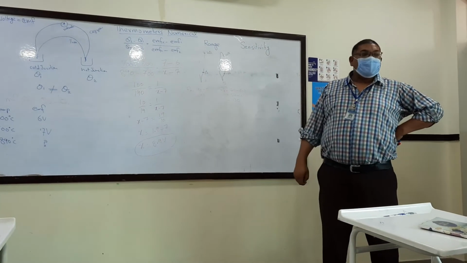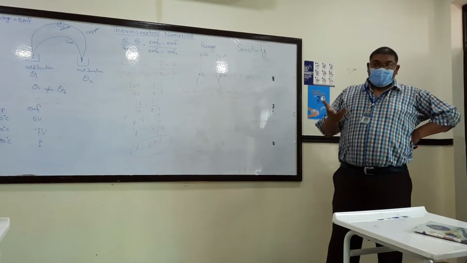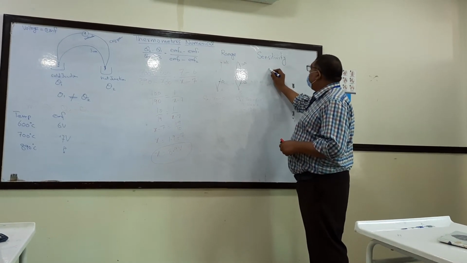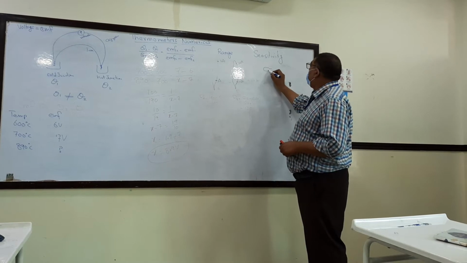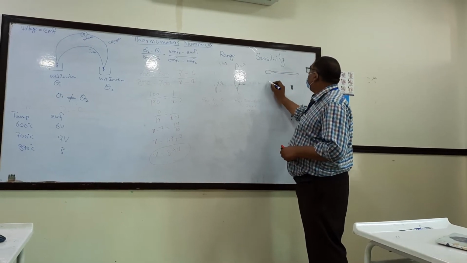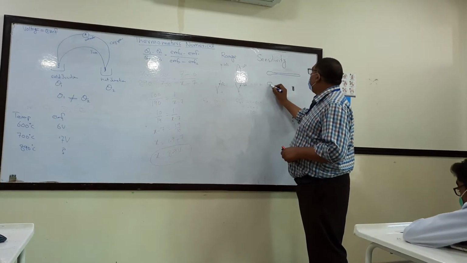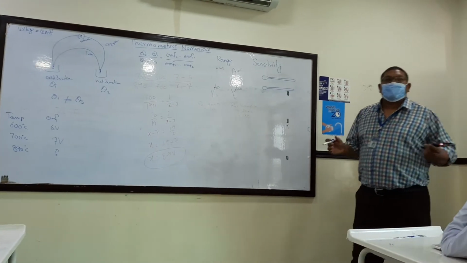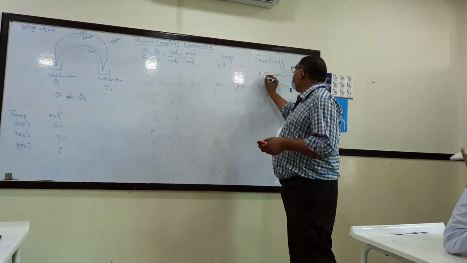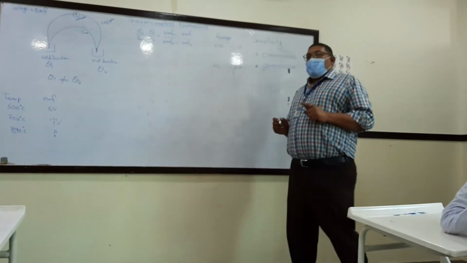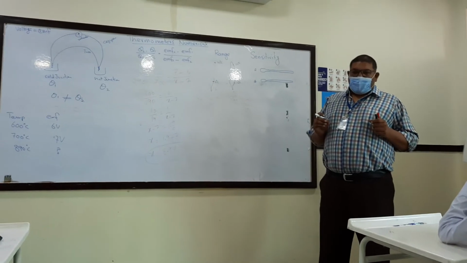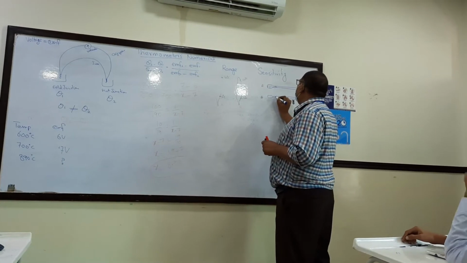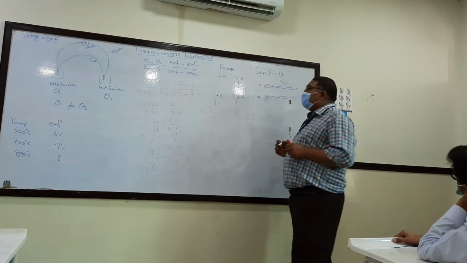Sensitivity, on the other hand, I can explain with an example. Let's say I am showing you two thermometers, with the capillary and the bulb. This is A, this is B, and the mercury level is here, and here. So the level of the mercury is the same in both of them.